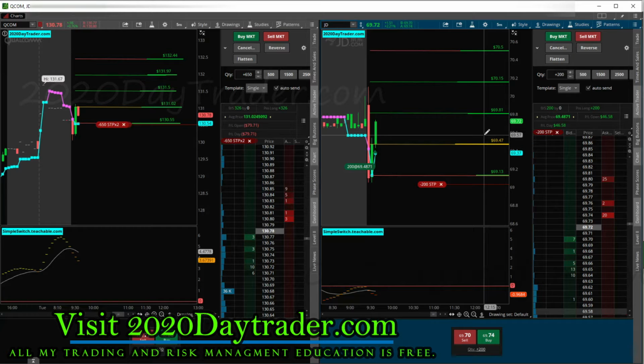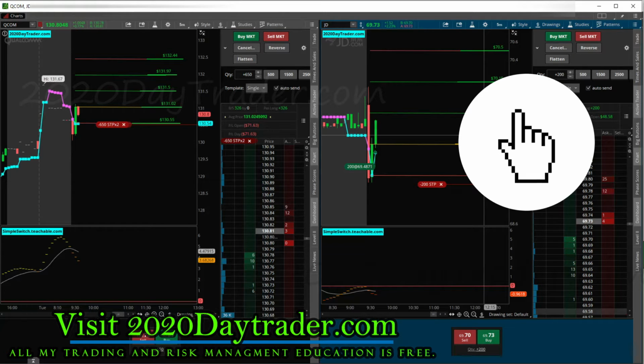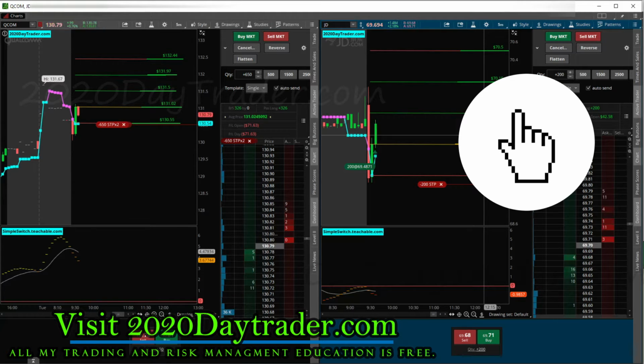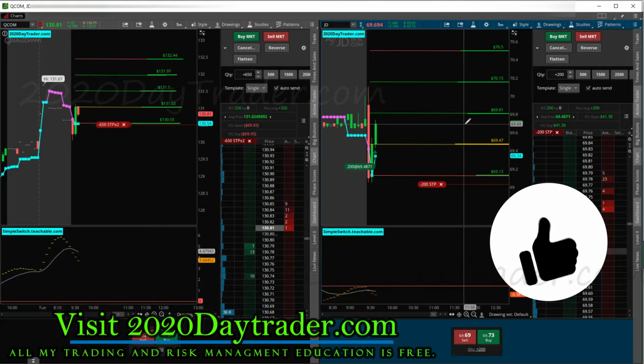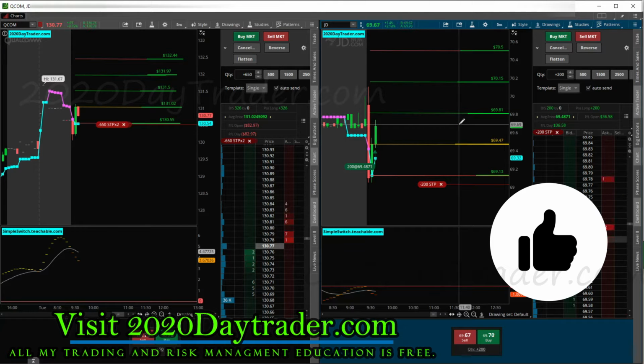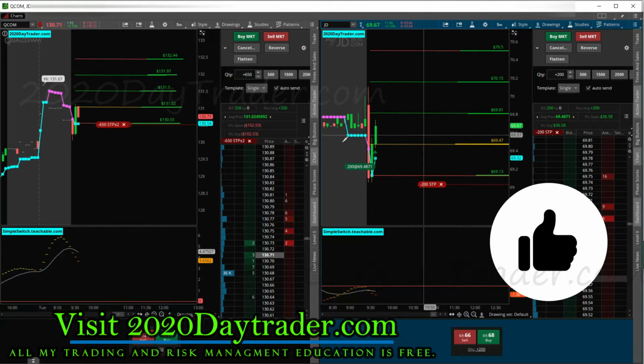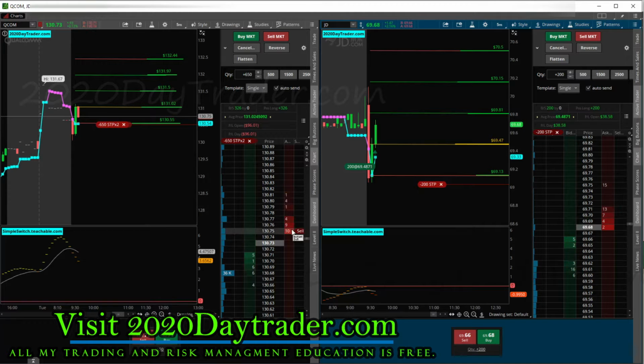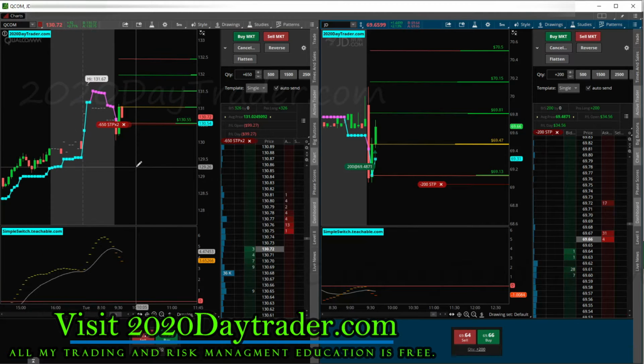So we're already off to a rough start, fumbling stuff, and the screen recorder not working. But at least we made money on the APPS one. It wasn't much, but at least it was green. So we'll see what happens here. Looks like we might get speed bumped on QCOM coming up here in a second.